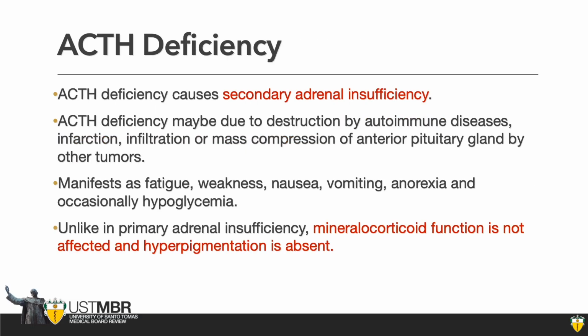ACTH deficiency causes secondary adrenal insufficiency. So in endocrinology, when we say primary something, we are talking about the end organ. When we talk about secondary, then we are talking about the regulating organ. So if your deficiency of cortisol is due to a deficiency of ACTH, then the terminology is secondary adrenal insufficiency. And this comes in different forms.